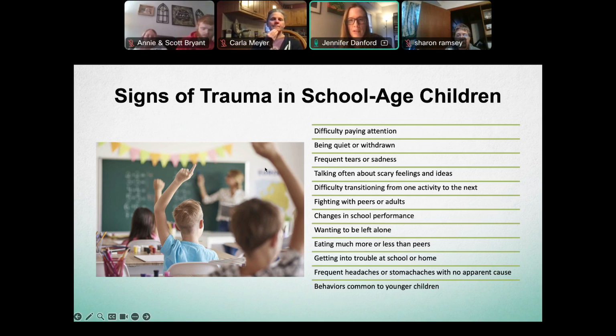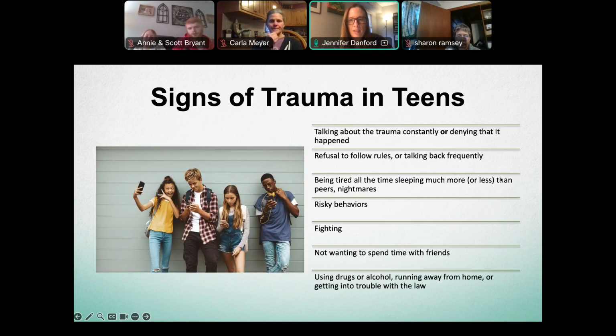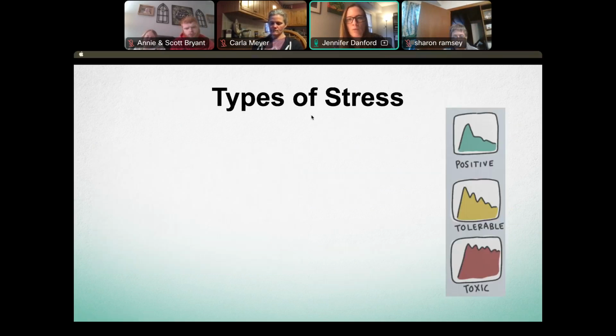And then in our teens, either they talk about it a lot or they deny that it happened when it comes to the traumatic event. They will act out, they don't follow rules, they talk back, they'll have sleeping issues, they might engage in risky behaviors, they might fight, they might isolate, use drugs or alcohol, leave home, or get into trouble with the law. So this is where things with attachment and trauma kind of get together.